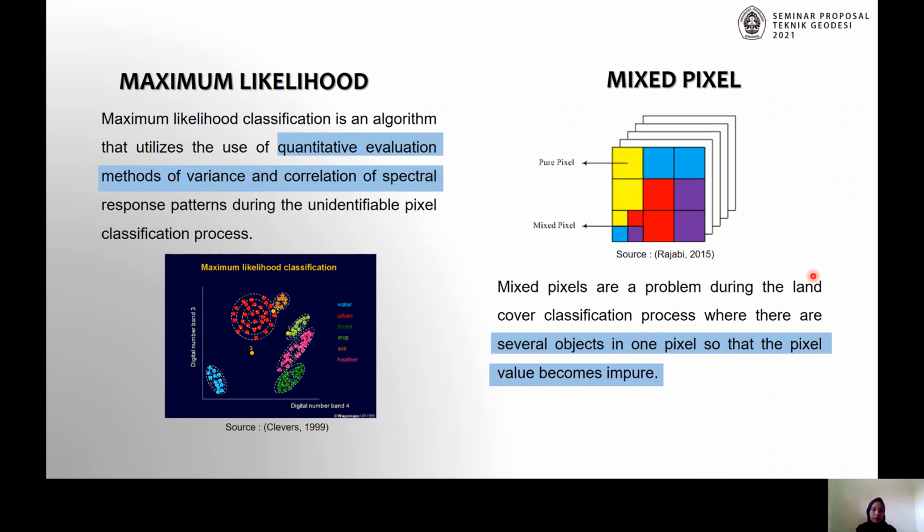Mixed pixels are a problem during the land cover classification process, where there are several objects in one pixel, so that the pixel value becomes impure. Mixed pixels will cause errors when this process is used in vegetation land cover research.